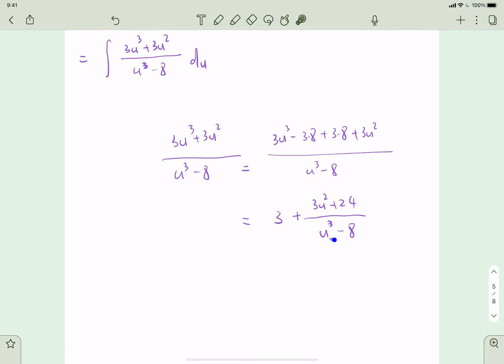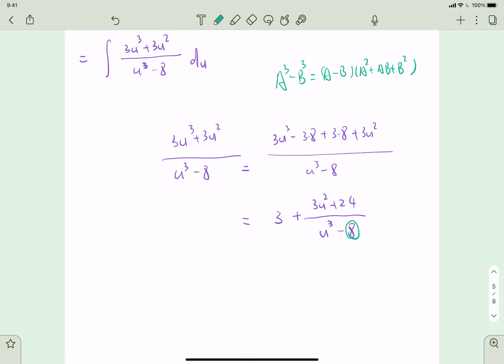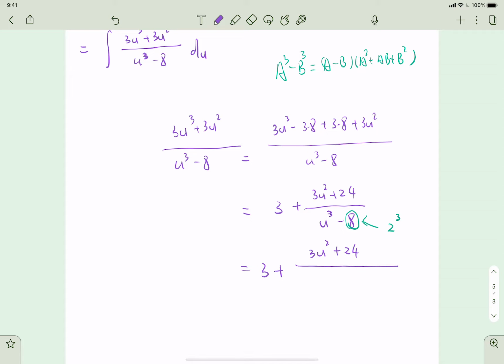But the factor is not yet irreducible, so we're gonna use the difference of cubes formula here to reduce it: a minus b times a squared plus ab plus b squared, right? Because this guy here is 2 cubed, okay? So that changes to 3 plus 3u squared plus 24 divided by u minus 2 times u squared plus 2u plus 4.